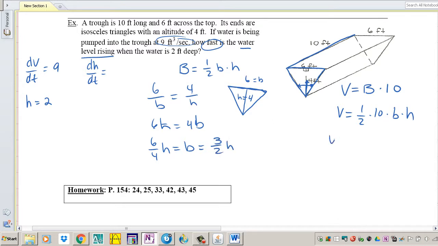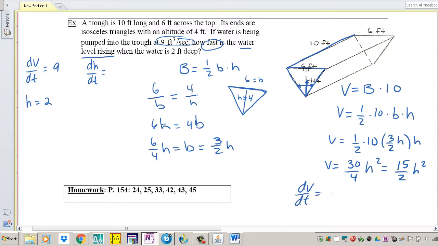Now let me make the substitution over here: 1/2 times 10 times 3/2 h times h. Let me clean this volume up. So we have 30 over 4 h squared, which is the same thing as 15 over 2 h squared. So this is my volume. Now when I take the derivative, all I have to do is worry about h and dh/dt. Taking the derivative of the volume will give me 15 over 2 times 2h times dh/dt. Simplifying this would be 15h times dh/dt. That is my dV/dt.